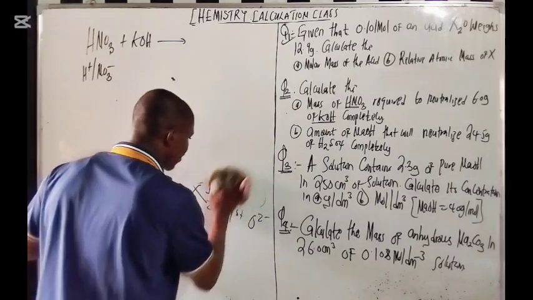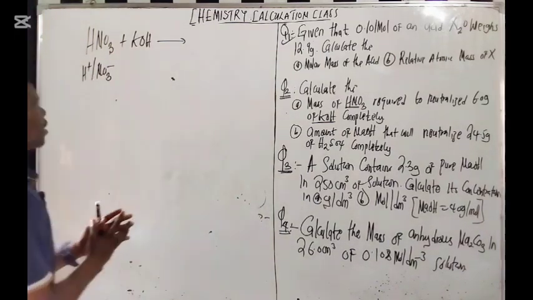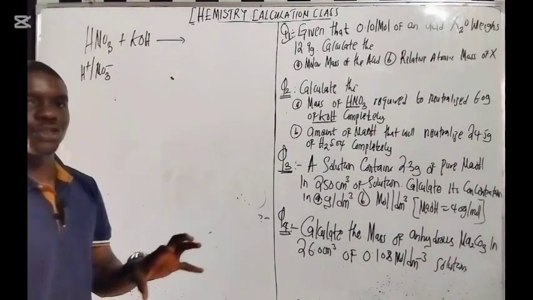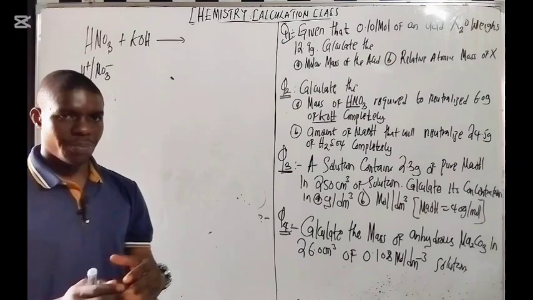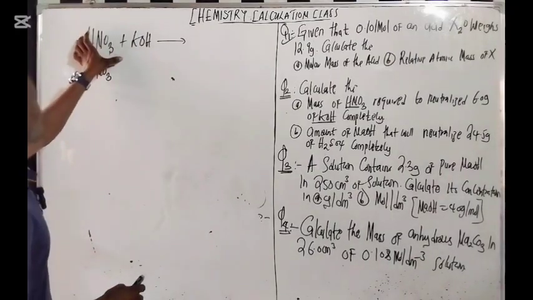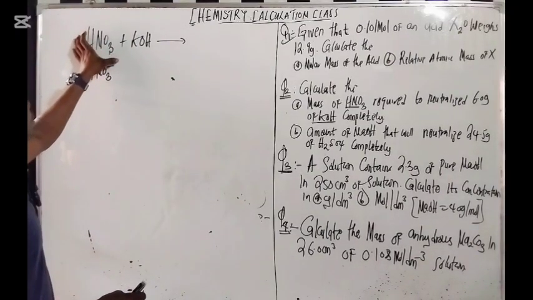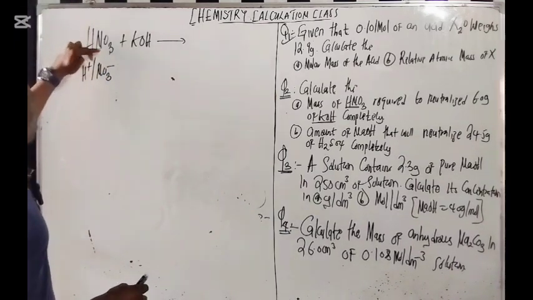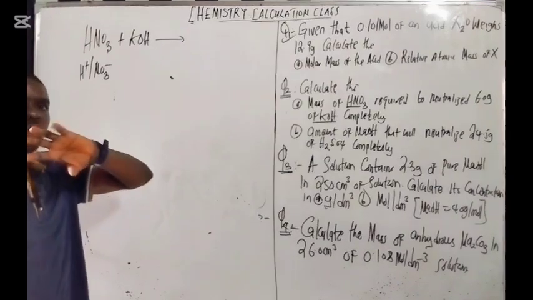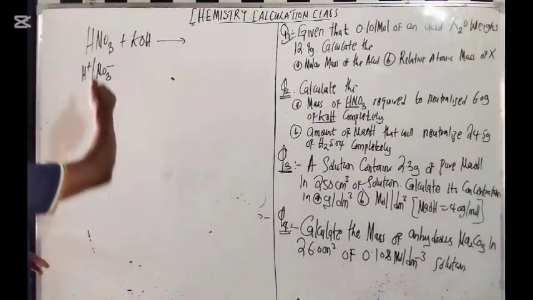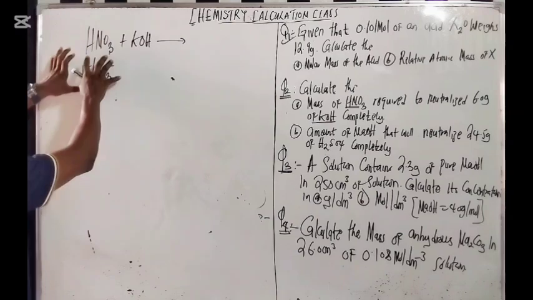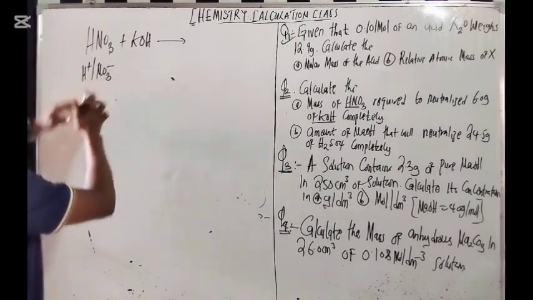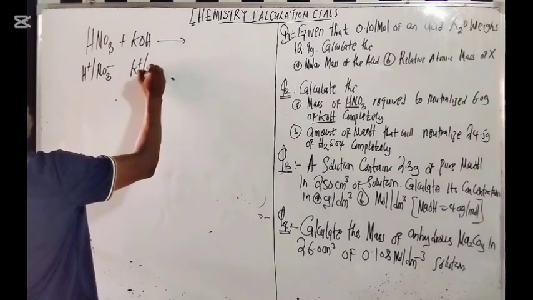Whenever you are reacting two things together, first check if they are ionic compounds. How do you know ionic compounds? Metal and non-metal. This one could be classified as a covalent compound, because hydrogen, nitrogen and oxygen are all non-metals. But here you can split it into H+ and NO3-, and the same thing, you can split this into K+ and OH-.